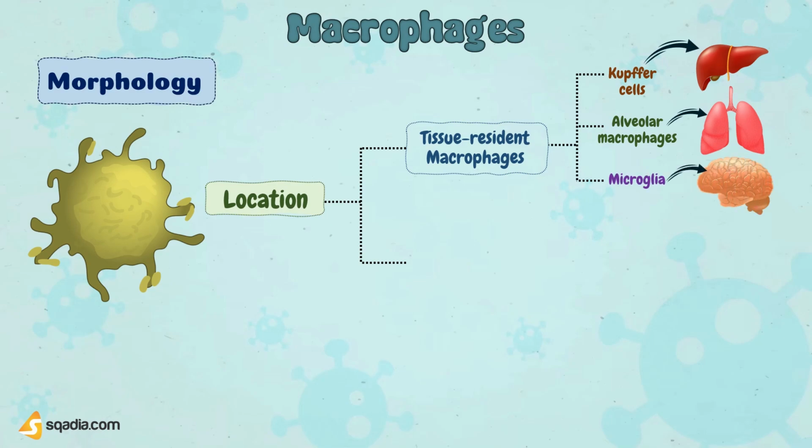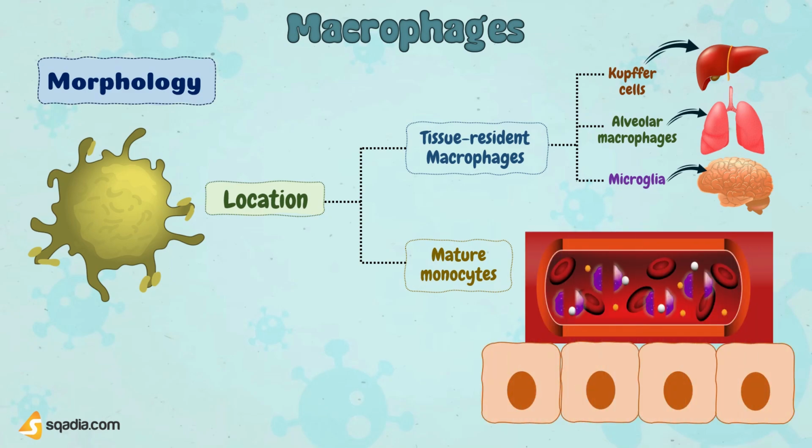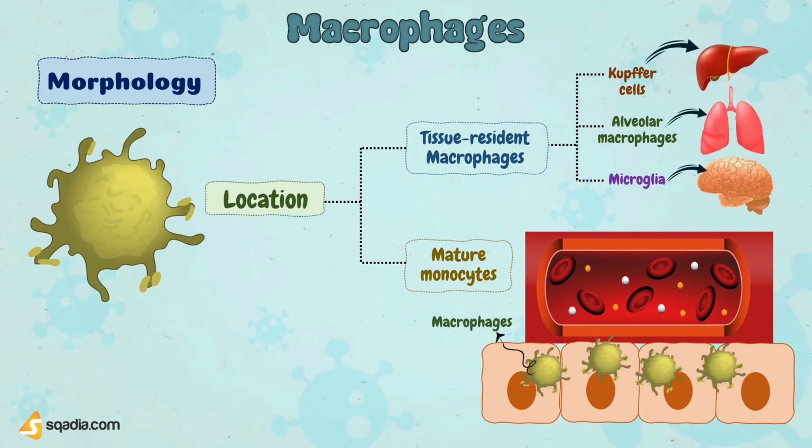These tissue-resident macrophages play critical roles in maintaining tissue homeostasis and immune surveillance, or they can be recruited from circulating monocytes during inflammation, where the mature monocytes are called macrophages. Monocytes travel through the bloodstream and can infiltrate various tissues. Upon reaching the tissues, monocytes undergo differentiation, transforming into mature macrophages with phagocytic and antigen-presenting capabilities.